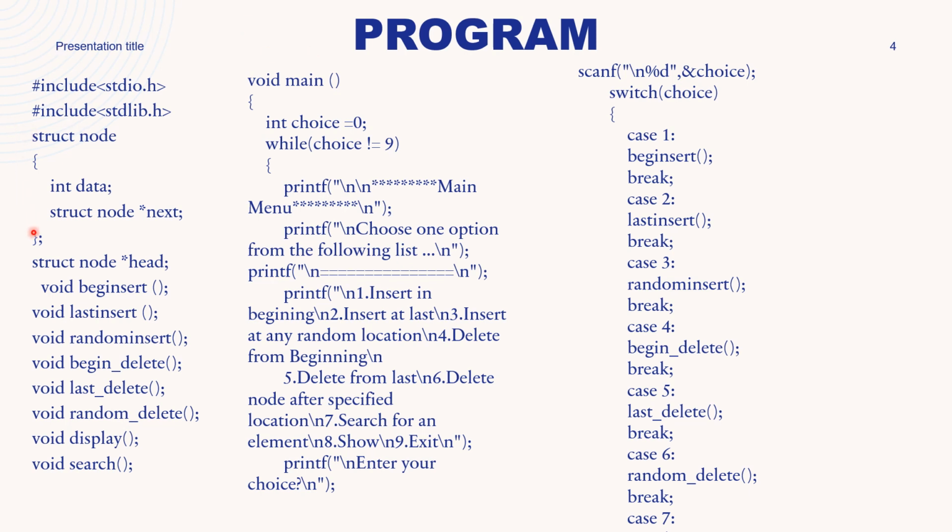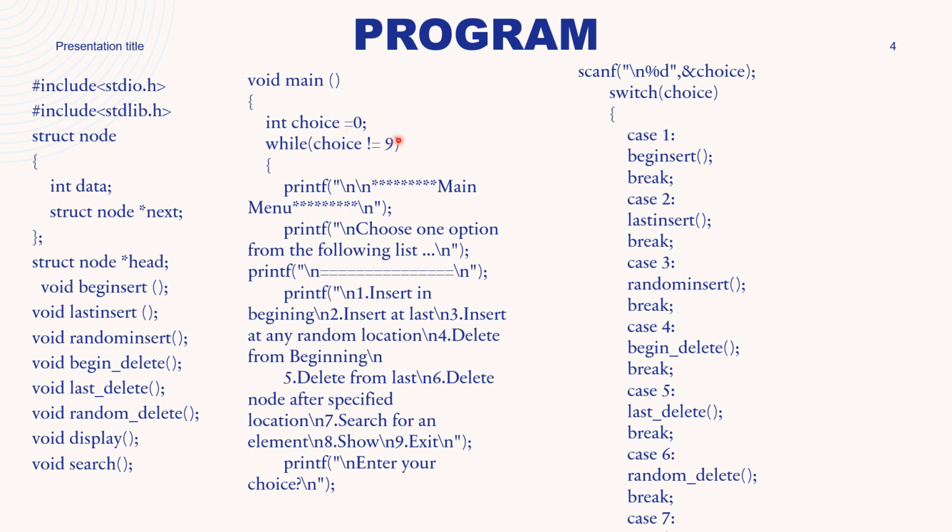So this is the struct node as I have explained in the last video. If you didn't watch my video, please go there and watch this. And this is struct node head, means it's the head representative, means first node representation. Then here I have just declared the functions, that is begin insert, last insert, random insert, begin delete, last delete, random delete, and these two functions are for display and search.